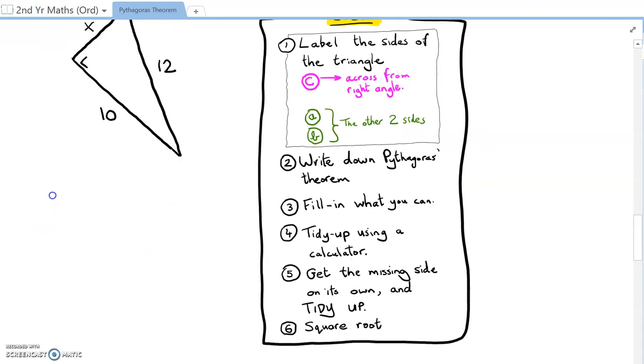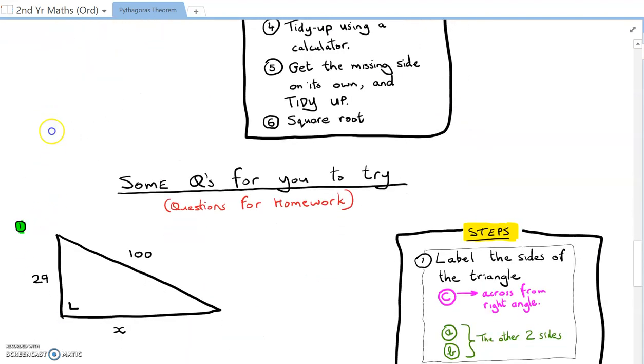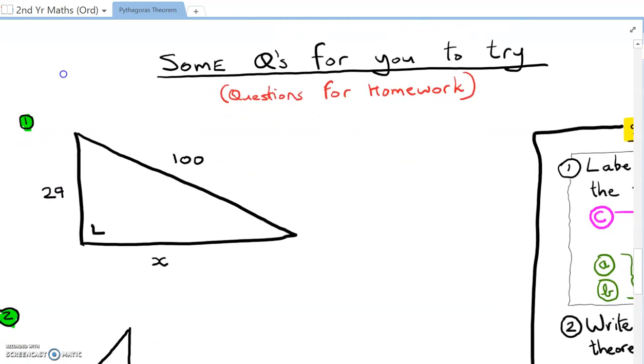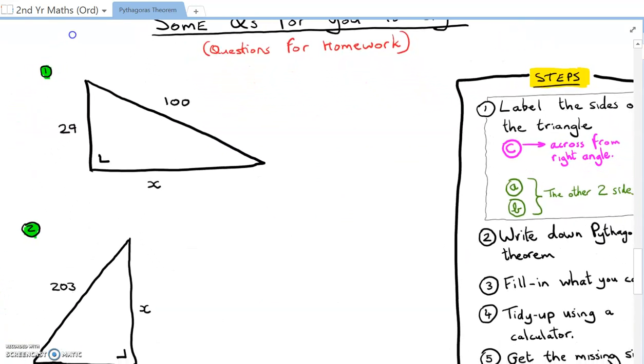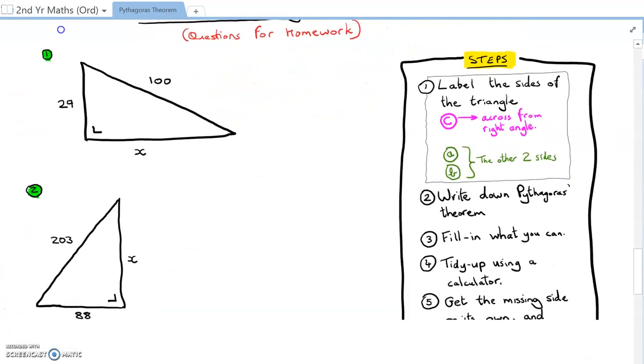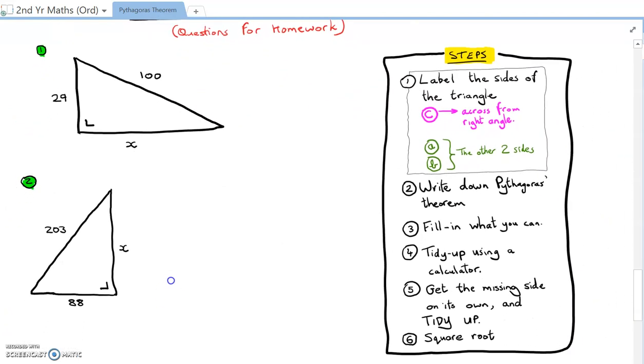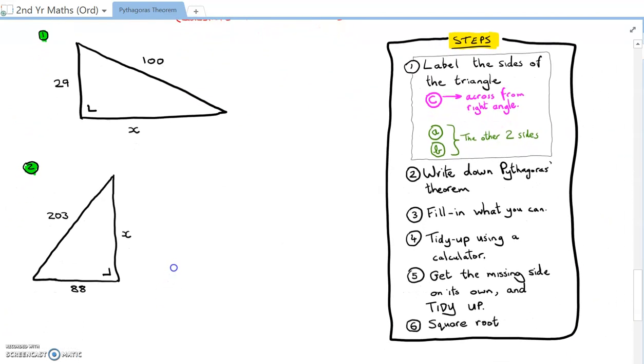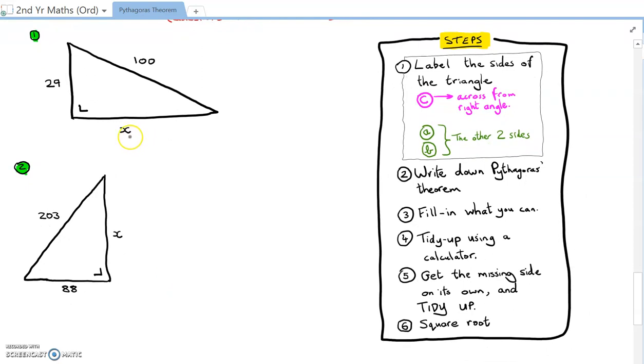I'm going to skip that one, and I'm going to move straight on to the ones for homework in the OneNote. So I'm going to do 2 at a time. The steps are on the right hand side. In all of these ones, it is where we're missing either A or B. So it was that previous one we did just a moment ago. The very last example we did is how you do these ones.